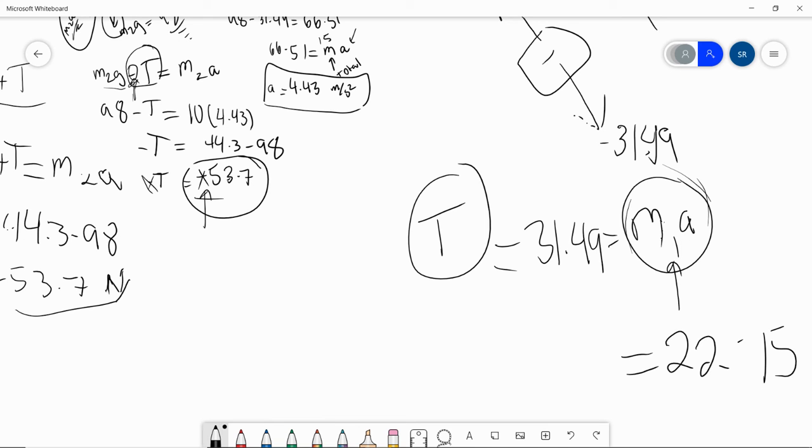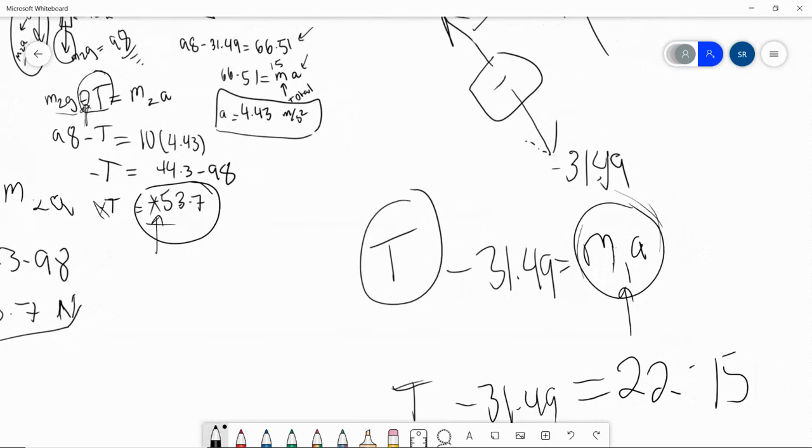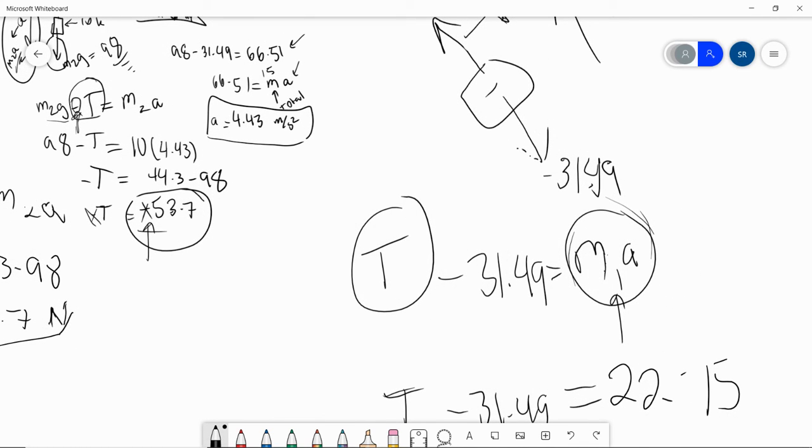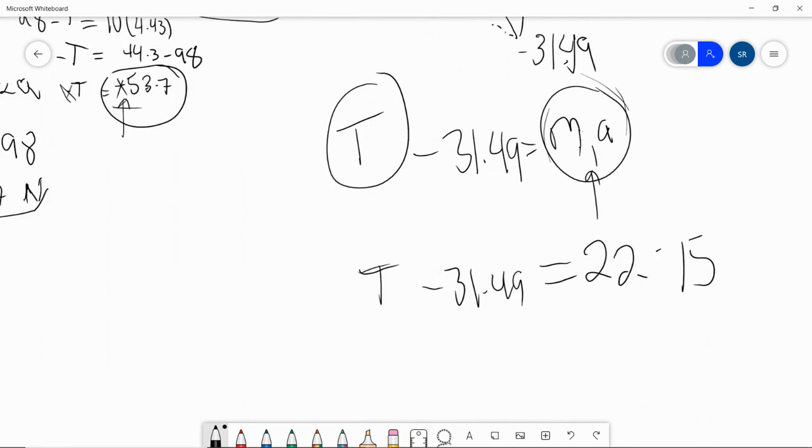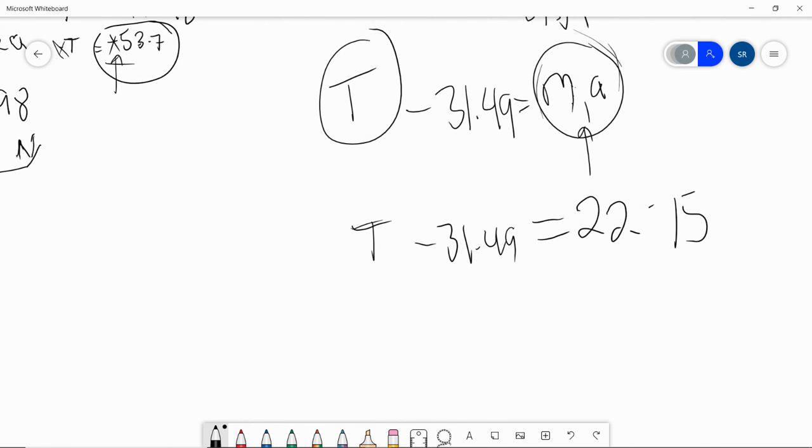It's going to be equal to my, I don't know why I have two equal signs here. Negative 31.49. Tension here is going to be positive. And now I would add 31.49 to both sides, which means it's 22.15 plus 31.49. That would be 53.64, which is very close to the 53.7 we got back there.